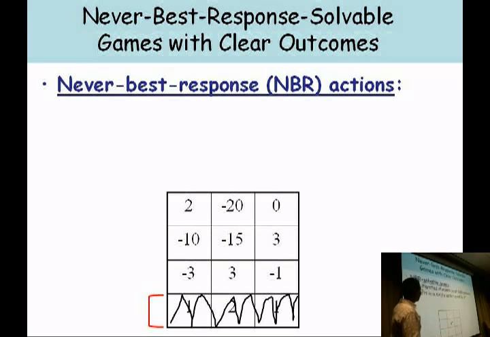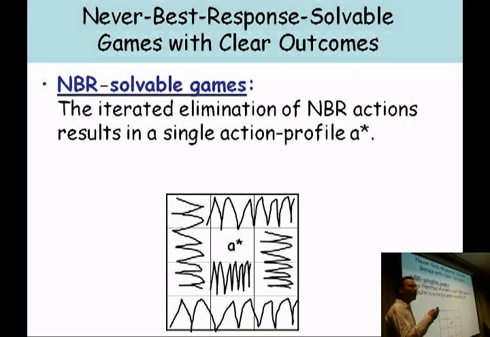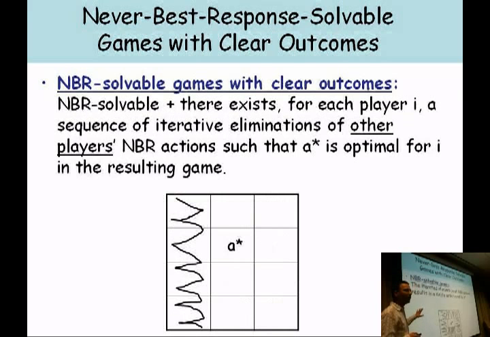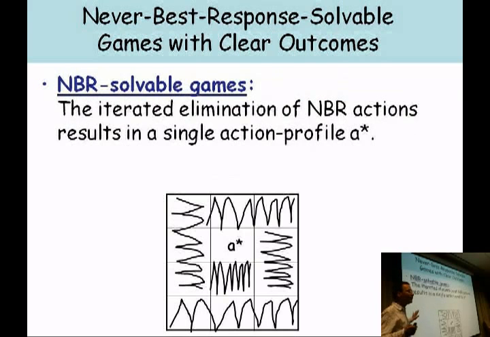And an NBR-solvable game is a game where if you start removing never-best-response strategies from the game, you eventually reach a single action profile. So maybe the first player removes this strategy. Once this strategy is removed, this other strategy becomes NBR, and then there's another strategy, and so on. So this is just a pretty straightforward generalization of dominant solvable games. And clear outcomes, any questions so far? These are NBR-solvable games.